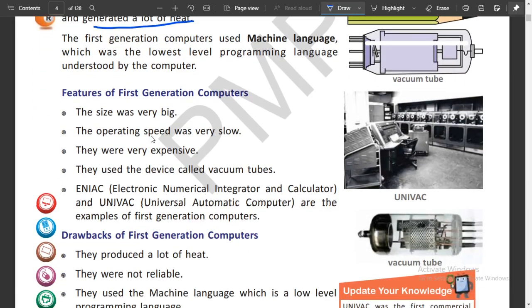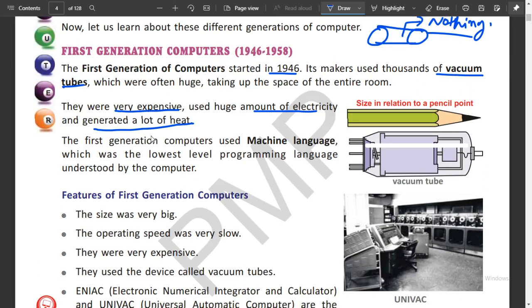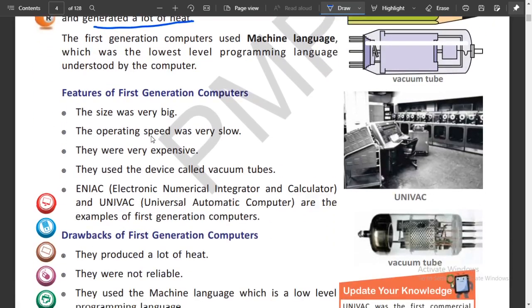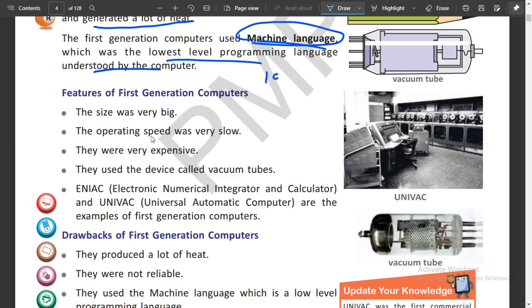Now, the first generation computer uses machine language, which was the lowest programming language understood by the computer. So we use machine level language like 1011001111, something like that, which was very difficult to understand at that time. Okay. So you use machine level language.